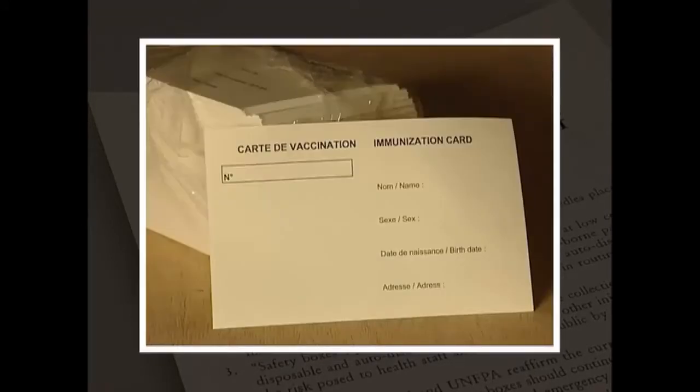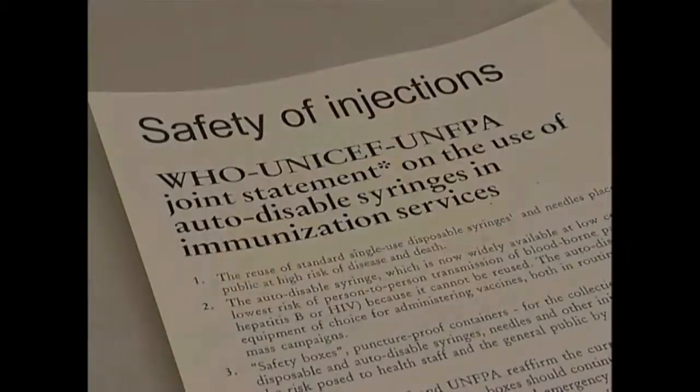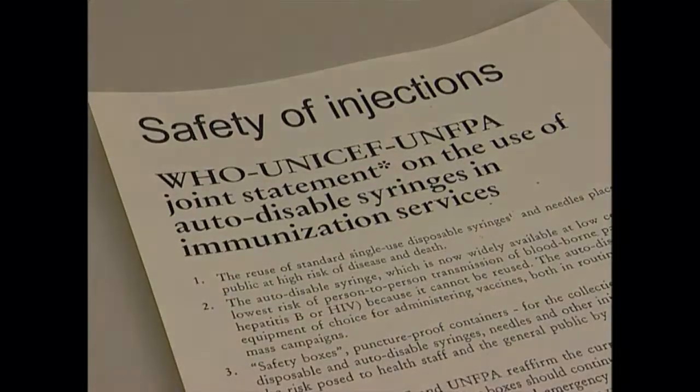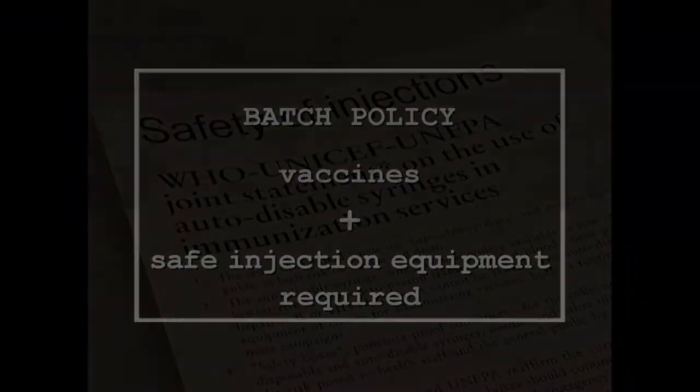It's preferable to use vaccination cards that are in use in the country and thus known to the population. In order to ensure safe injecting practices, vaccines and safe injection equipment must be available and supplied simultaneously. This is also known as the batch policy. Orders of safe injection equipment are made on the basis of the number of vaccine doses ordered.